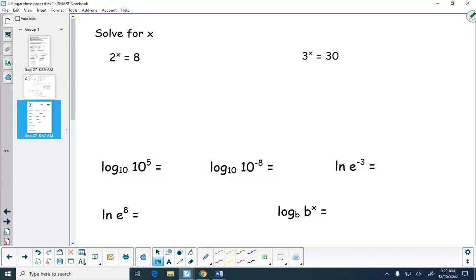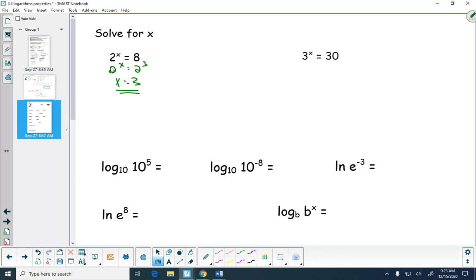Two to the x is equal to eight. Well, what we've done up till now is we can use our noggin if we wanted to. We can write this as a base of 2 here. 2 to the x is equal to 2 to the third. So x is equal to a value of 3.